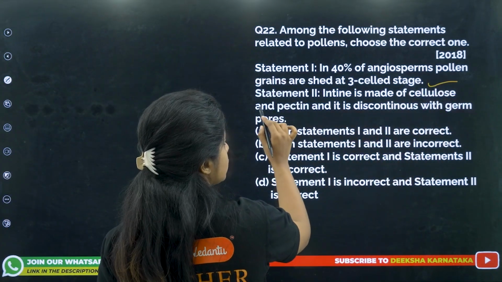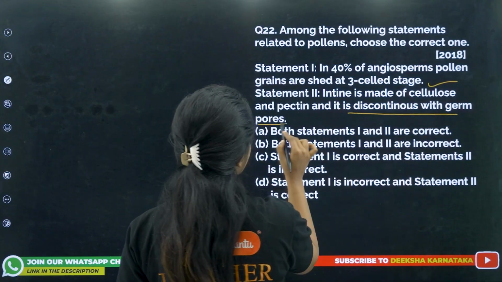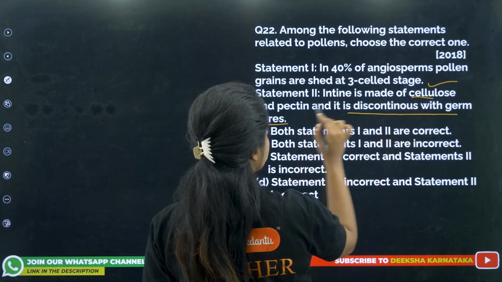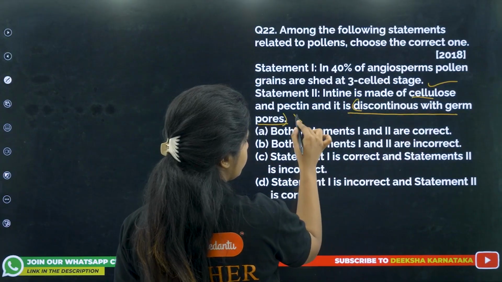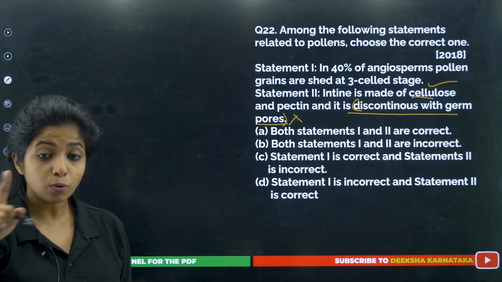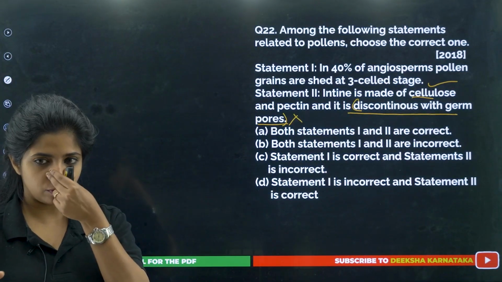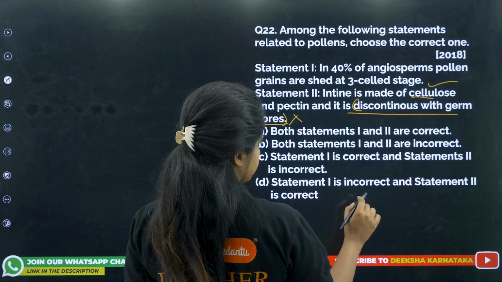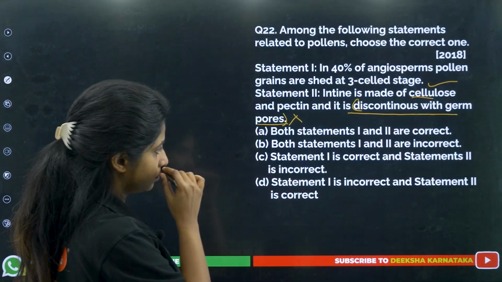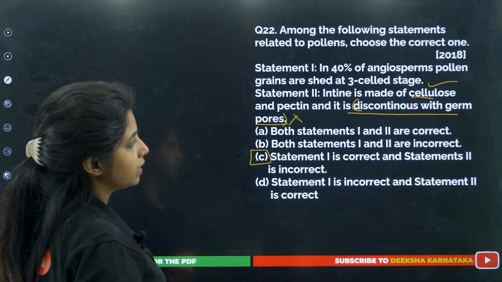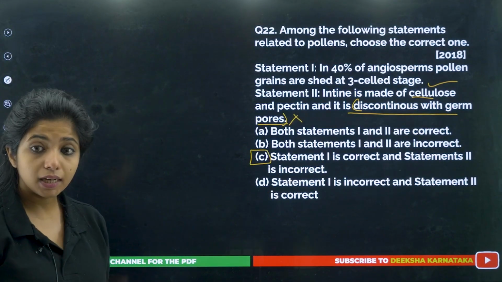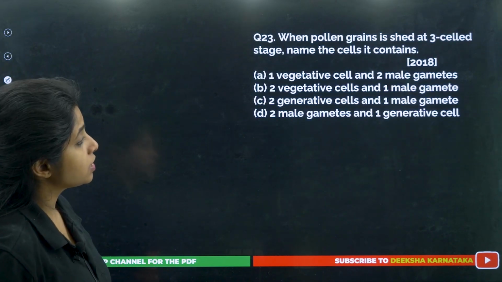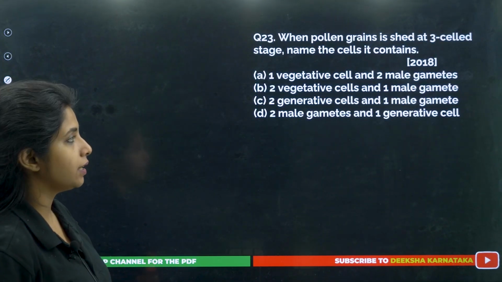Intine is made up of cellulose and pectin, and it is discontinuous with germ pores. Is it discontinuous with germ pores? No, children. Intine is made up of cellulose and pectin, but it is not discontinuous with germ pores. That is exine, the outer layer, which is discontinuous because it has germ pores. So statement 1 is correct, statement 2 is incorrect.